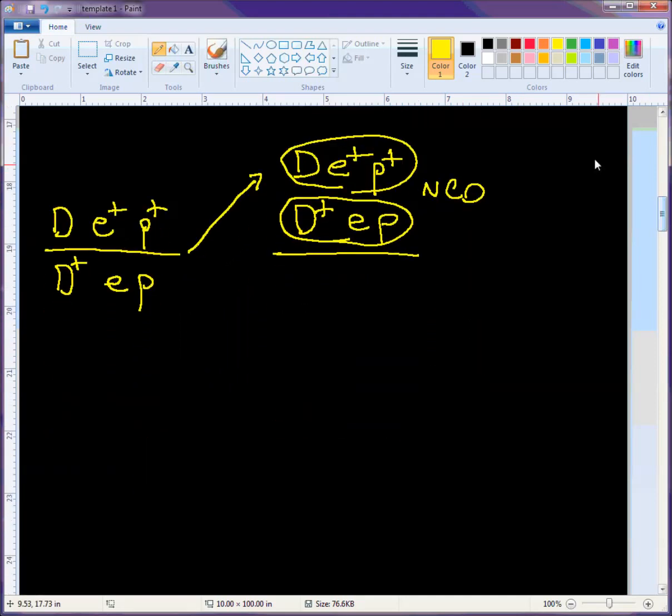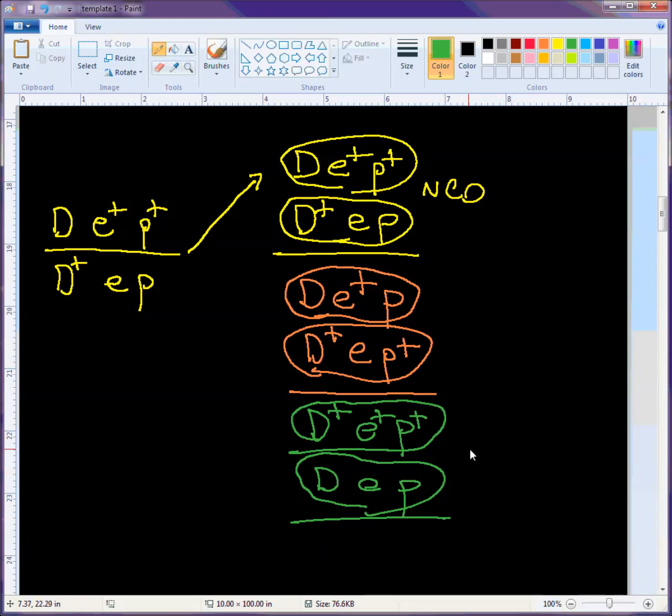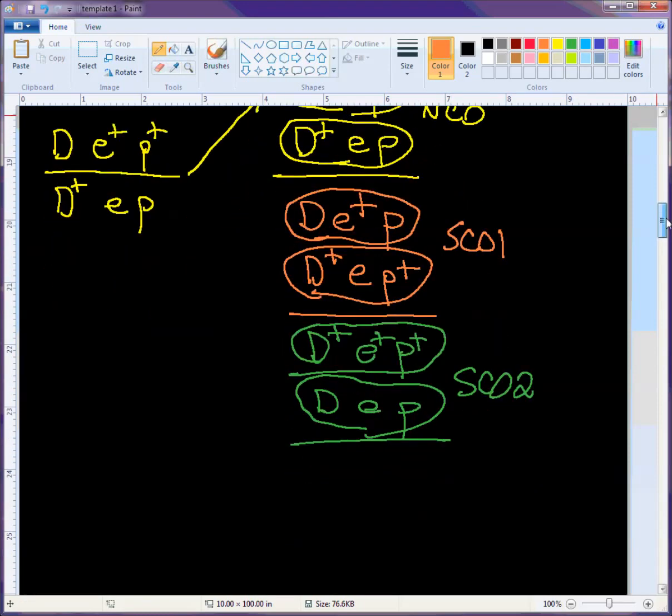Now let's scroll down a little bit, make some room. Next, let's take a look at what happens if we have a crossing over to the right of E. So little p is moving up, P plus is moving down. So D, E plus, P, D plus, E, P plus. Okay, one gamete there, one gamete there. The next one, let's assume that crossing over is happening here. D plus is moving up, D is moving down. So D plus, E plus, P plus for one gamete, and D, E, P for the other gamete. Okay, now this is the single crossover class 2, and this one's going to be single crossover class 1, and then we have one more, right?